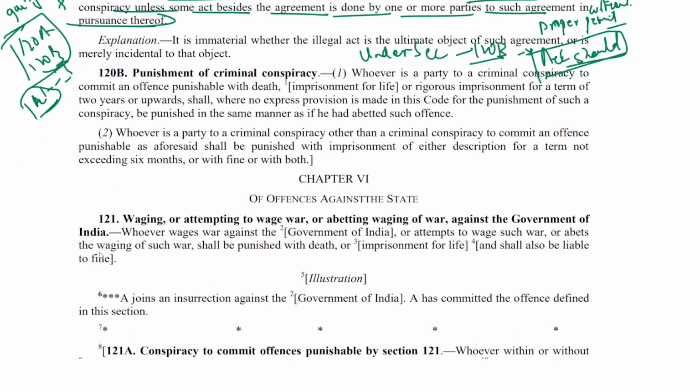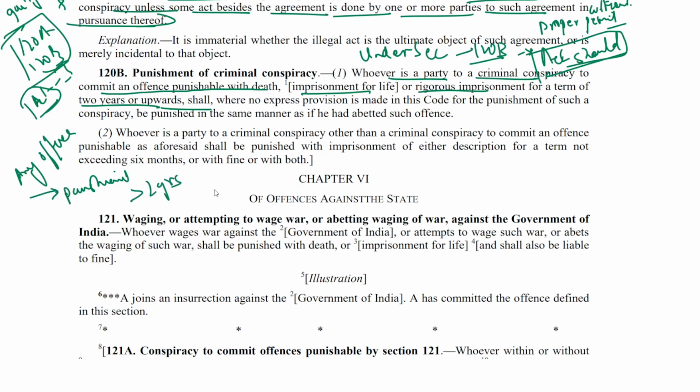And the punishment for the same is: whoever is a party to a criminal conspiracy to commit an offense punishable with death, imprisonment for life, or rigorous imprisonment for a term of two years or upwards. So any offense where the punishment is greater than two years up to the death penalty, which includes life imprisonment, etc.